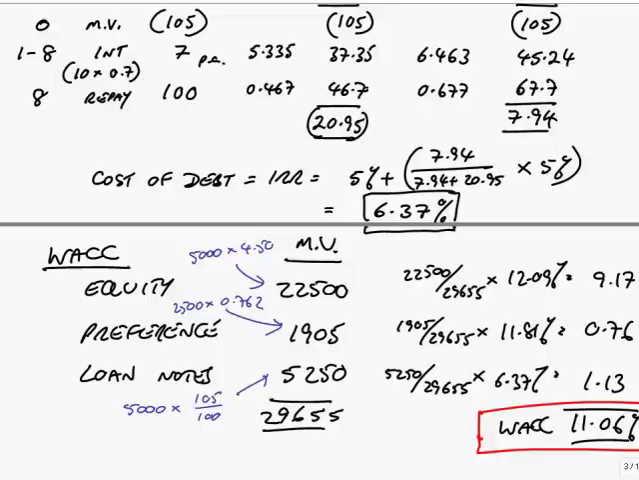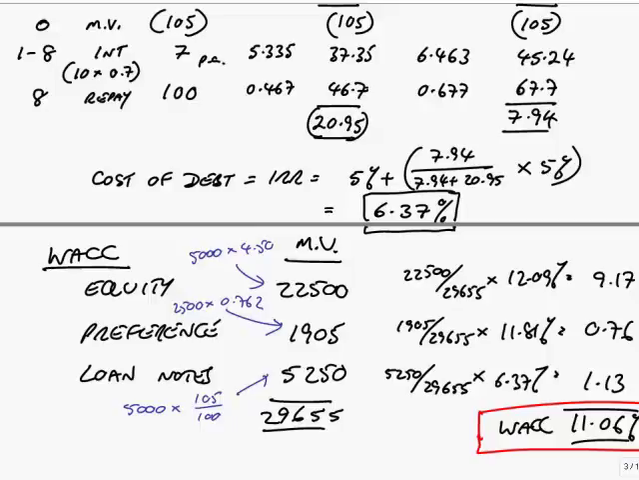I think I'm right. Walking round, I think you'd all got the three individually. Am I right? Did I miss anybody? So equity 12.09. Equity, remember, is ordinary shares. Preference shares 11.81. Loan notes, the debt, 6.37.